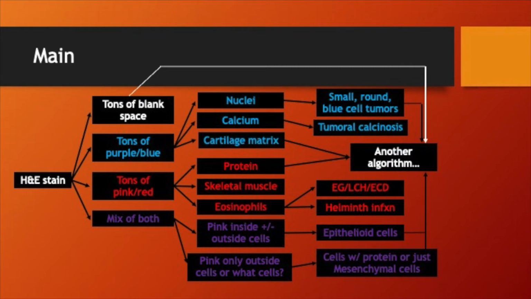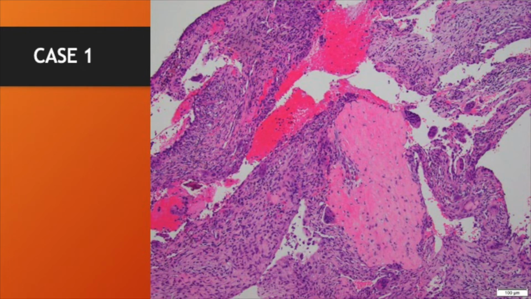We have an H&E stain we need to know next. Is there tons of purple and blue, tons of pink and red? Is there a mixture of both, or is there a lot of blank space on this? Well, there's a lot of blank space on this, which skips immediately to the next algorithm. So again, let's go back to that histology. There's lots of white all over this.